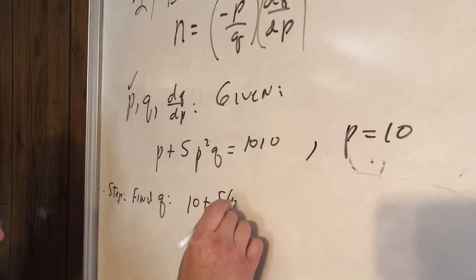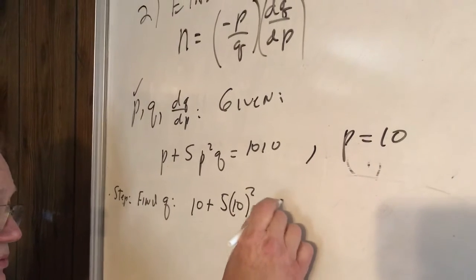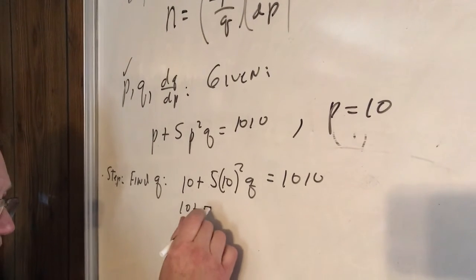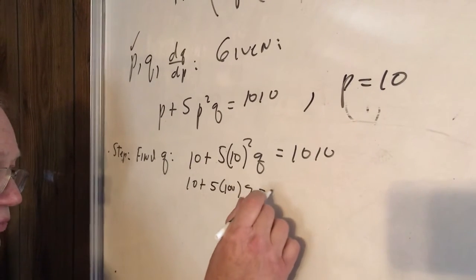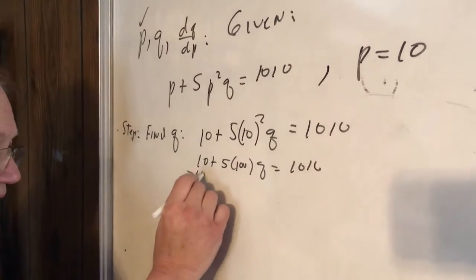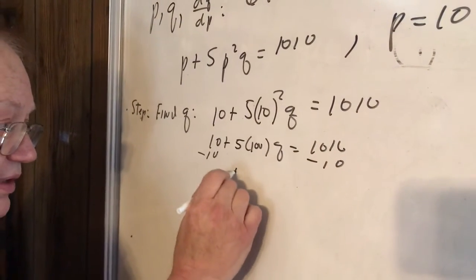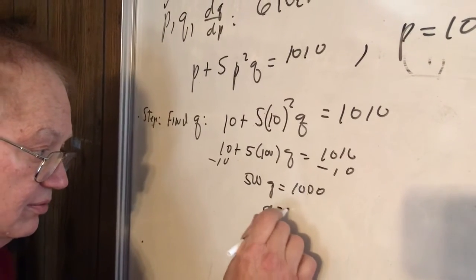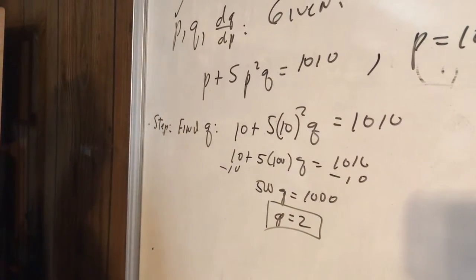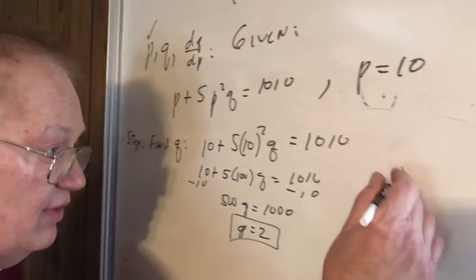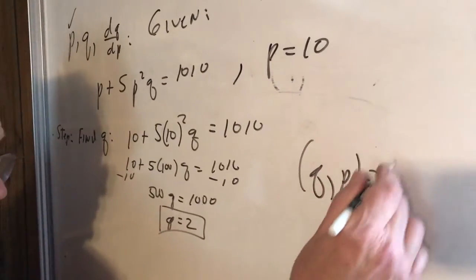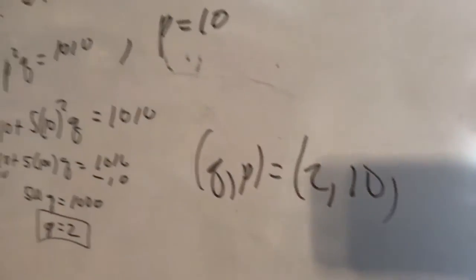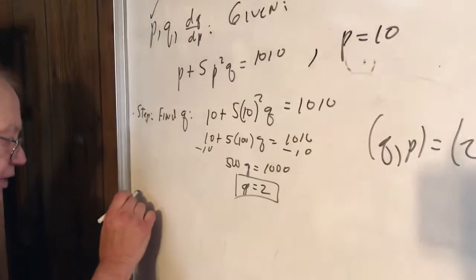P is 10. 5 times 10 squared, Q I don't know. I have 10 plus 5 times 100 Q equals 1010. Subtract 10 from both sides. 500Q equals 1000. And Q equals 2. So now if I want Q and P, it's going to be 2 and 10. So I have two parts of this. Now I need dq/dP.